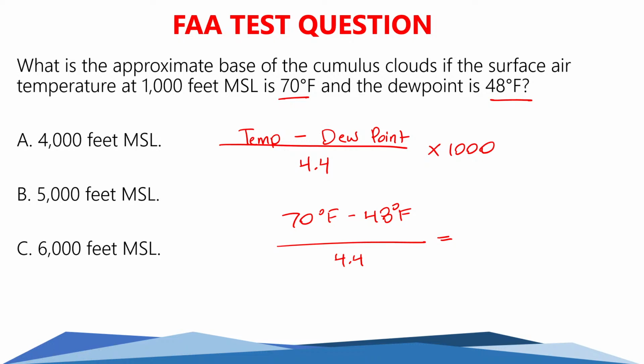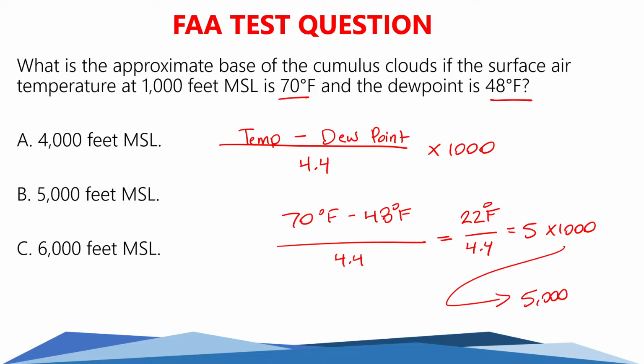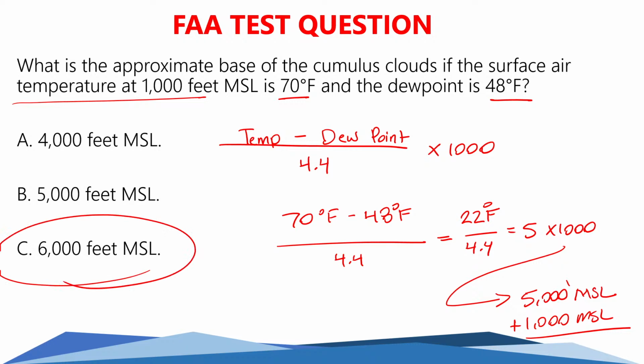I will leave the poll open for anybody that is still answering the question. If I take 70 less 48, that comes out to be 22 degrees. I divide that by 4.4 and I get 5. I multiply that by 1,000, and that gives me 5,000 feet. Because we're saying it's 5,000 feet, the only difference is that we actually need to add 1,000 feet to it. This is usually where people get it a little bit wrong. As I look at it, it's telling us that the temperature is at 1,000. So the correct answer here is going to be 6,000 feet MSL.